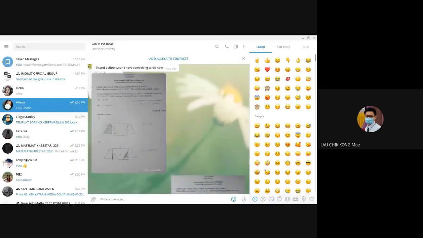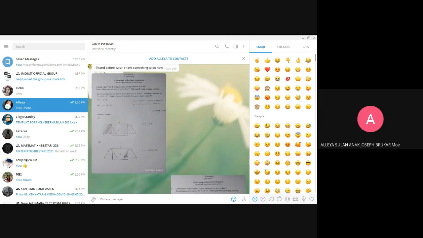Telegram, okay, can you see? Can you see? Hello? Yes. Okay, so can you present? You read the questions and then you need to discuss the steps, how to get the final answer. Okay, start.